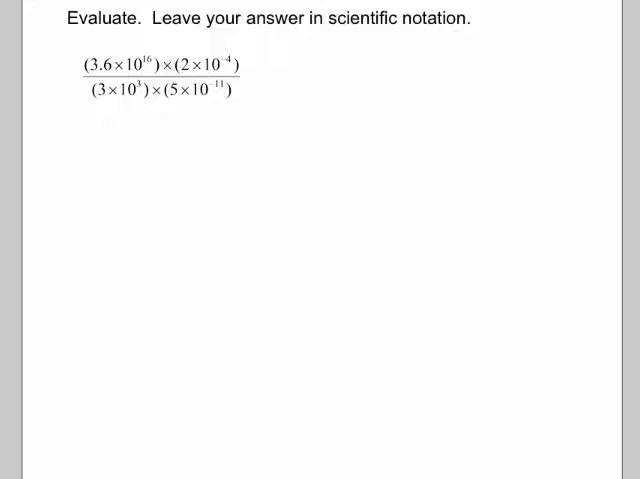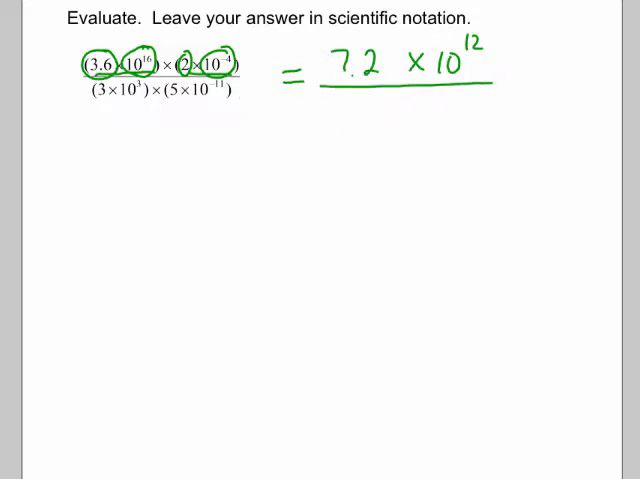Alright, here is a more complex scientific notation problem. We're going to do this both by hand first, and then we will check it with the calculator. So I'm multiplying two numbers and dividing by two other numbers that are multiplied. I have to work with the numerator first by order of operations. So I can multiply these two numbers by first multiplying 3.6 times 2, which would be 7.2, and multiply the powers of 10 by adding the exponents, which would be 10 to the 12th. And we're going to divide by, again, we're multiplying these four things on the bottom, so the order in which we multiply them doesn't matter since it's all multiplication.